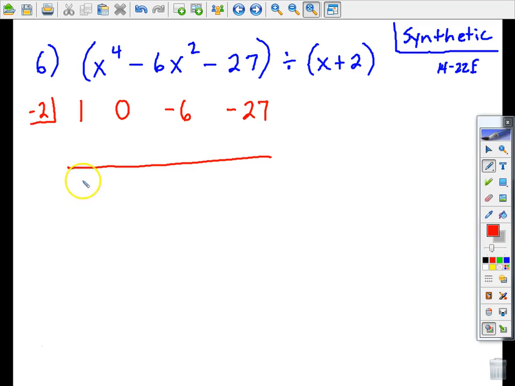Okay, bring down the first number, and then numbers below the line multiply. 1 times -2. And with synthetic division, you always add. 0 plus -2 is -2. Multiply -2 times -2. The product goes to the next column, and then you add. -2 times -2, add. Now, interpret the answer. Remember, this is the remainder. This is a constant. This is a linear coefficient. This is a quadratic coefficient.